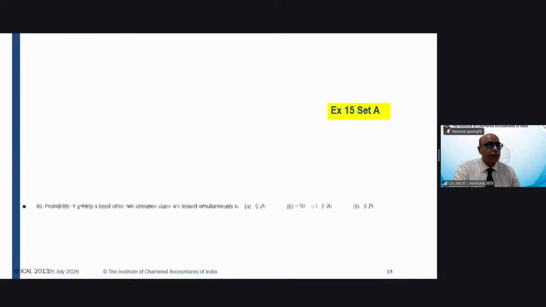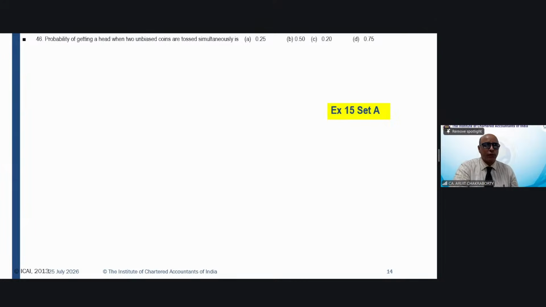And here we'll take some questions from set A. So we are starting with set A, and the question reads, probability of getting a head when two unbiased coins are tossed simultaneously. Probability of getting a head. Two unbiased coins are tossed.